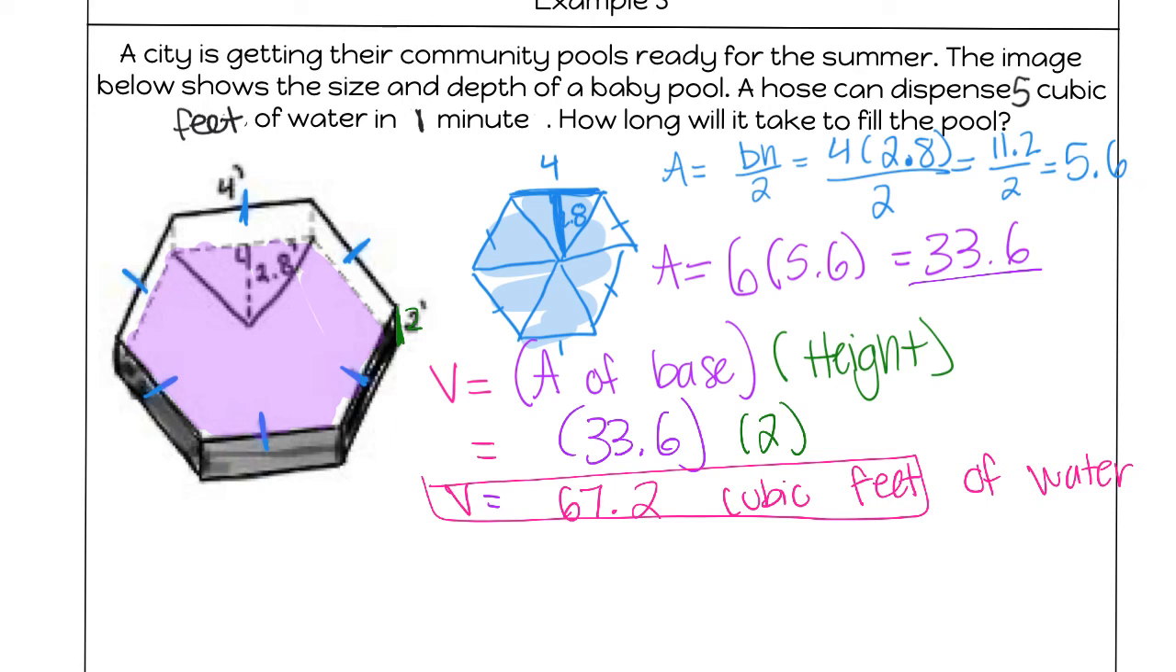So if the hose can dispense 5 cubic feet of water per minute, how many minutes does it take? I want you to figure out what should I do with that volume, 67.2, and what should I do with the fact that it does 5 cubic feet of water per minute? So take a second and see if you can figure it out. How long will it take?